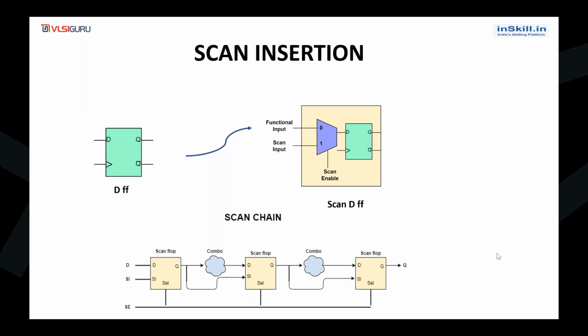Now, what is the need of scan insertion? Why do we have to convert all the normal flops to scan flops? And why do we have to stitch the scan flops into a scan chain? Why should it be done? Let us try to understand. We will try to discuss it in the next slide.